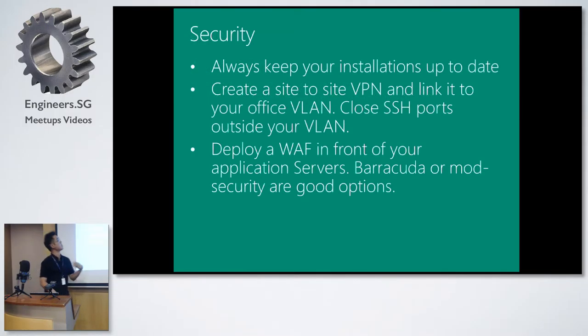After that, finally, we have security. Keep your installation up to date. And then you can also use a site-to-site VPN. It's supported when using our virtual networking system. Connect it to your office VLAN if you need to, and then close SSH ports outside your VLAN. So this gives you point-to-point access only. Or also, you can deploy a web application firewall in front of your application servers. You can use Barracuda, which is available on Azure Marketplace, and bot security for open source.